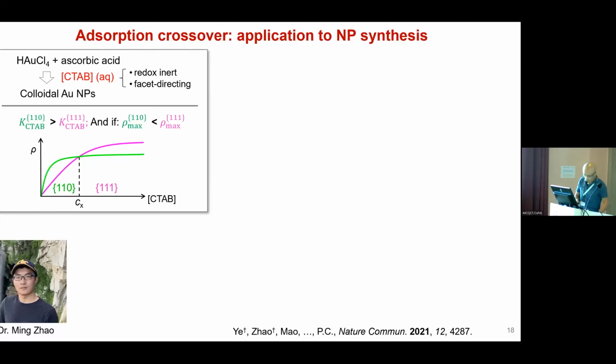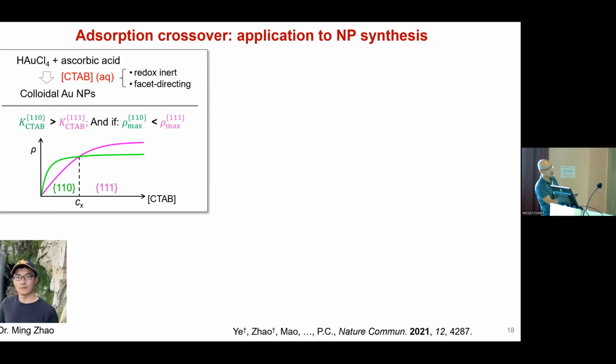So my postdoc, Ming, decided to implement this to look at the synthesis of colloidal gold particles in the presence of CTAB. So we know that CTAB adsorbs on gold 110 facet stronger than 111 facet. Now, if the 110 facet has smaller maximum density than the 111 facet, the two curves should look like this, where at low concentration, 110 should be a dominant facet.